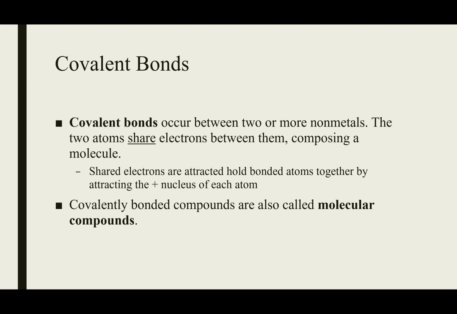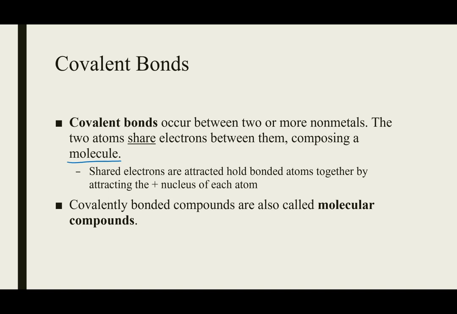Covalent bonds occur between two or more nonmetals, and electrons are shared between them. So with ionic compounds, it's called a formula unit. With covalent bonds, it's called a molecule. What happens is that those shared electrons are attracted by the positive nucleus of each atom.